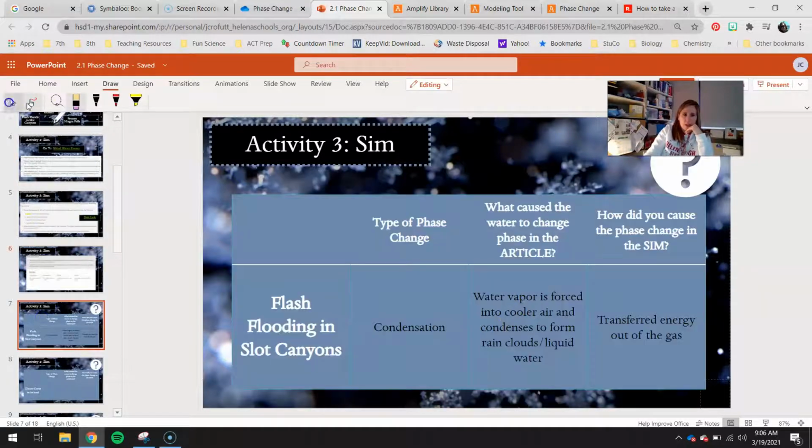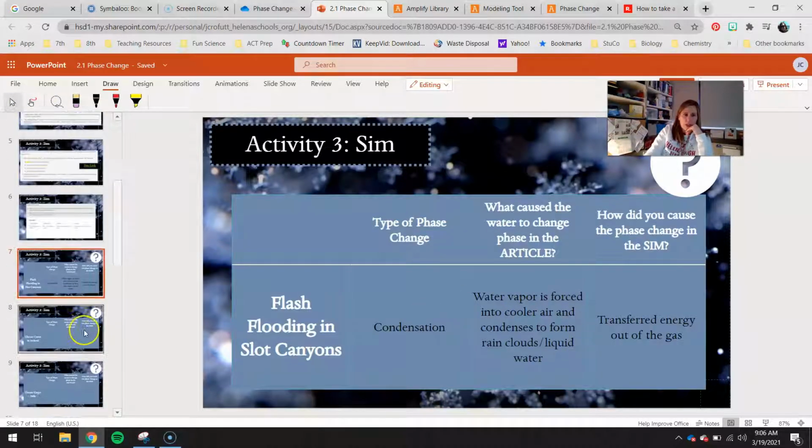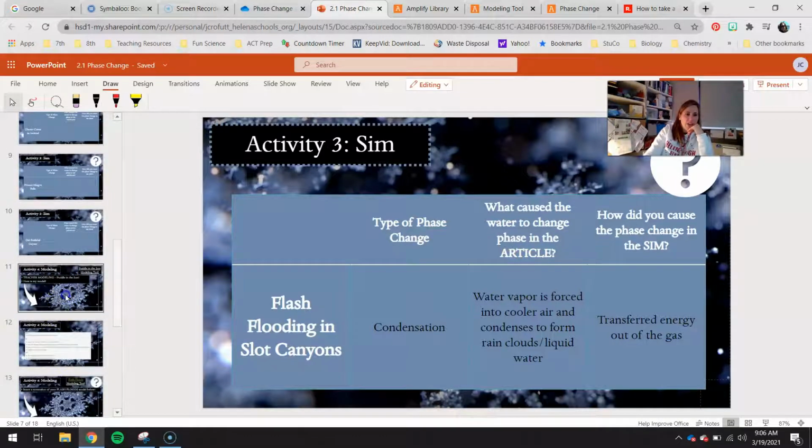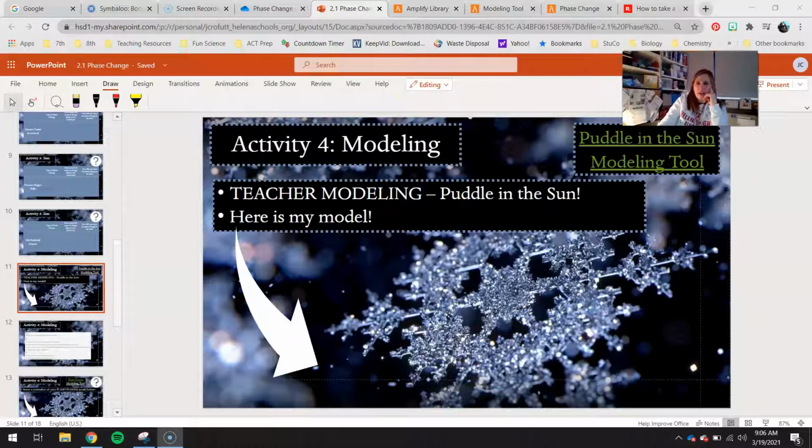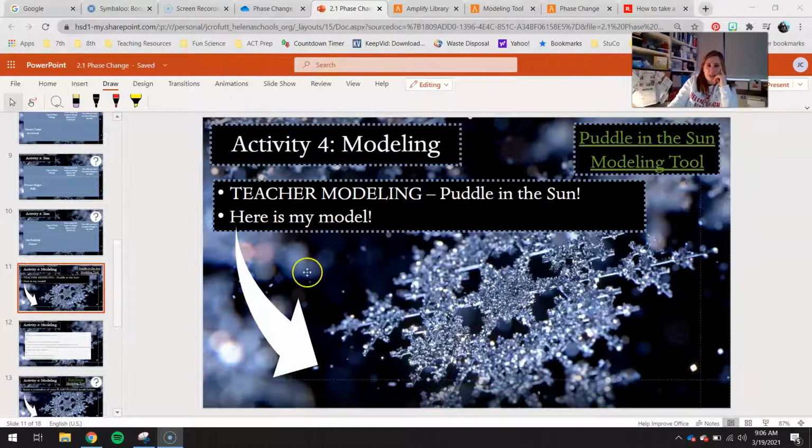Okay, I'm just going to go through and delete these really quick for you. Actually, I'll leave that one for you. All right, the last part of this is modeling. I'm going to show you the teacher modeling first, and then I'll show you the flash floods as well. And then you will do the other three on your own.